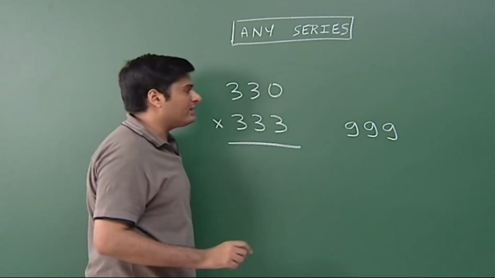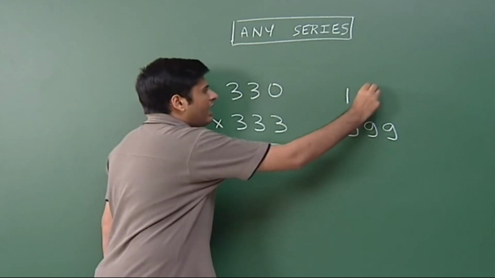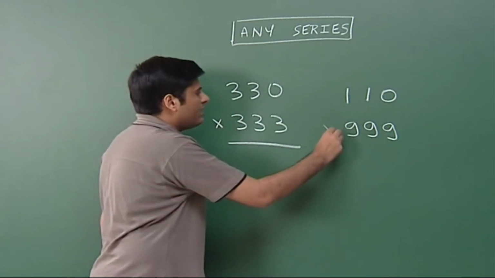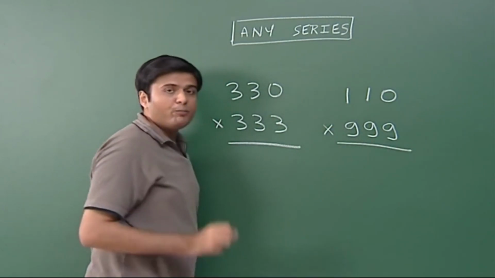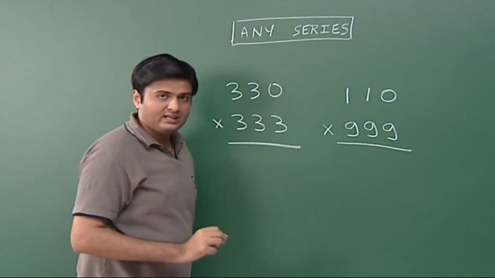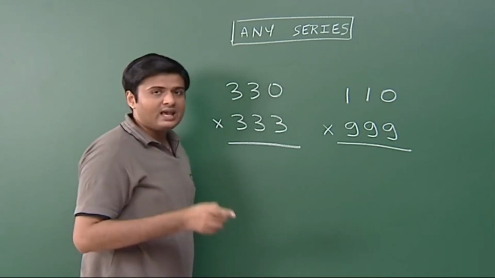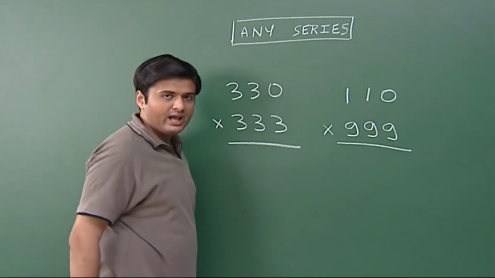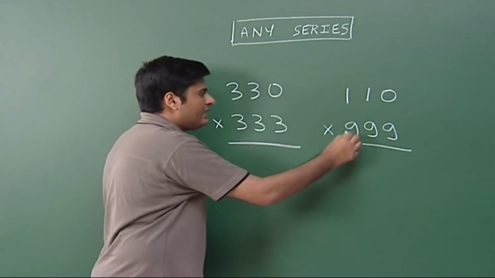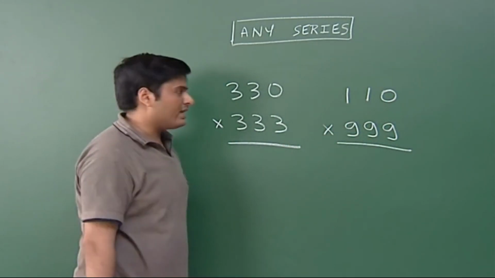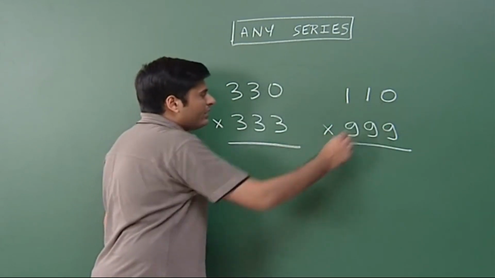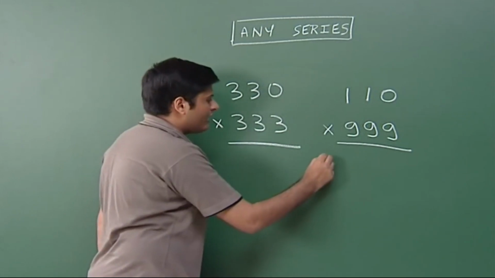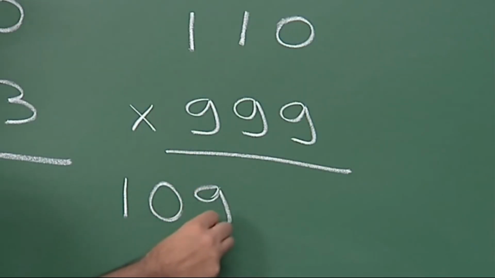330 divided by 3 would give me 110. Now, let us multiply these two numbers using the technique of multiplication with a series of 9. We have already seen that case A, where there are equal number of digits and equal number of 9s. There are 3 numbers and 3 9s. The technique is very simple. From this number, you subtract 1 and write down. 110 minus 1 would give me 109.